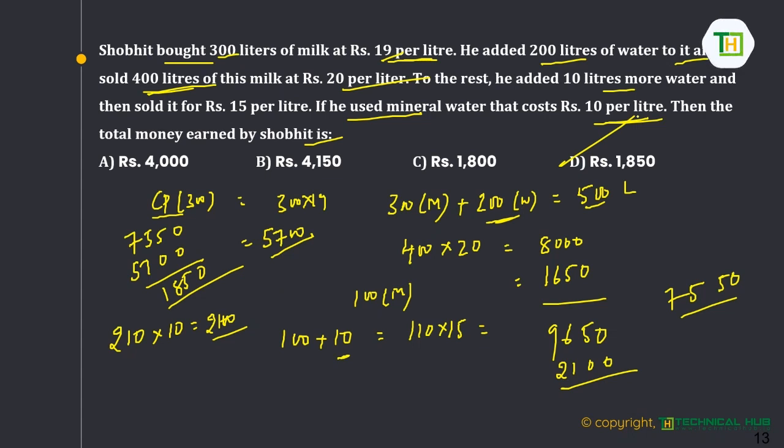Okay. So if we subtract 2100 from 9650, you will get 7550. So this is the overall selling price of the milk. Then what is the cost price? 5700. Yes, you get the profit. So profit is nothing but selling price minus cost price. So subtract that value, you will get the 1850. Yes. So next question.